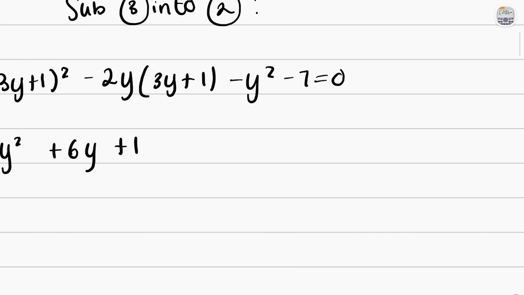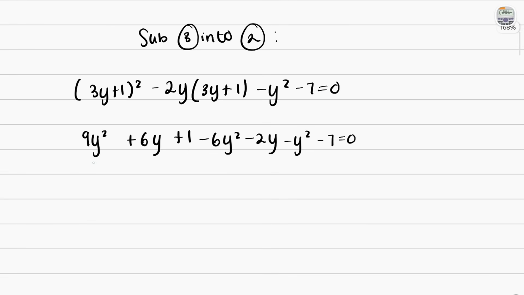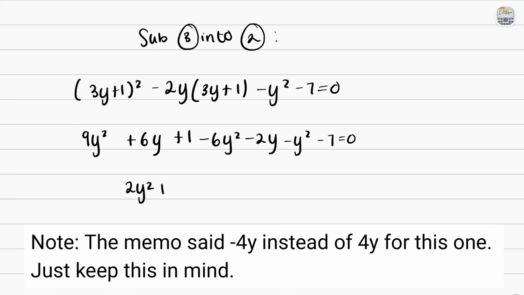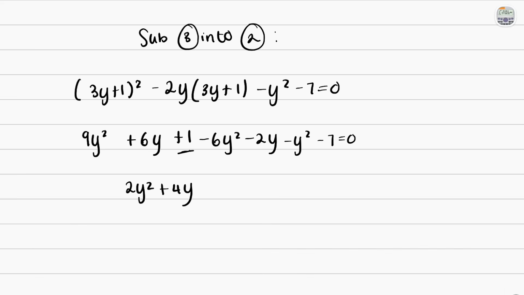Then moving on to the next term, we're going to distribute here. So this is negative 6y squared, and then negative 2y. Then minus y squared minus 7 equals 0. Okay, like terms together. So we've got 9y squared minus, and that's 3y squared, and the minus y squared is 2y squared. And then 6y minus 2y is positive 4y, and then this constant of 1 minus 7 is negative 6 is equal to 0.